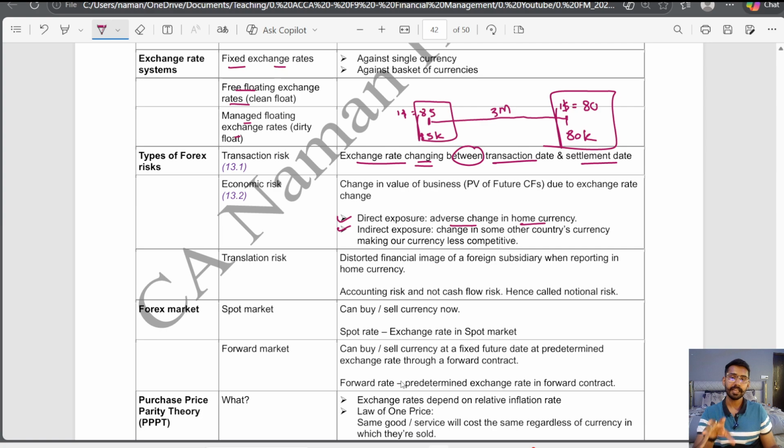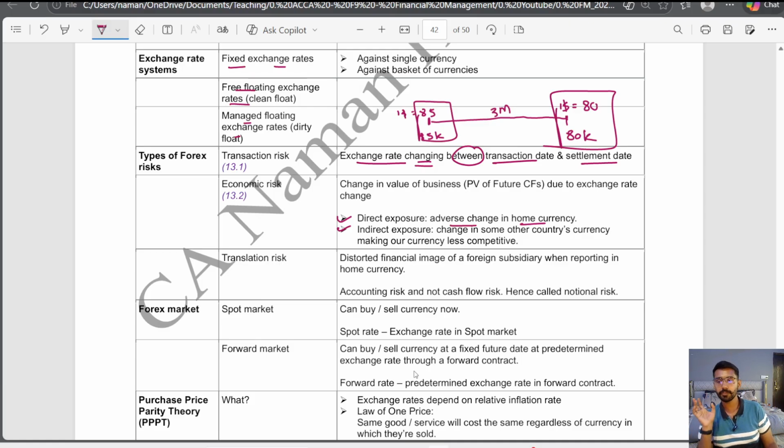Indirect exposure is, let's say a Chinese company and you are both competing in the US market. Your currency is stable, the exchange rate between INR and USD is stable, but the Chinese currency depreciates. So now Chinese goods are comparatively cheaper. They can compete more in the US market. So this is indirect exposure, again economic risk. Transaction risk is relevant to a particular transaction, it is short term. Economic risk is a broader business risk because of exchange rate changes.